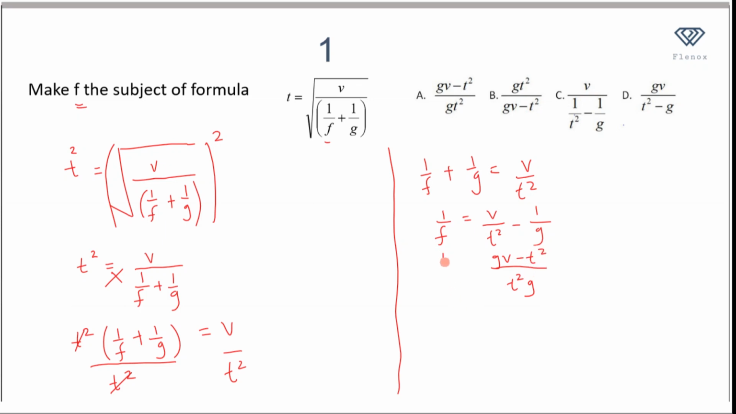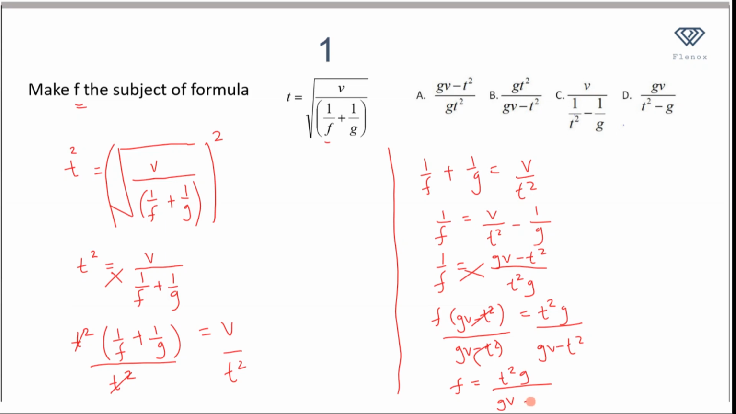So now 1 over f is equal to this. So I can cross multiply. So I have f into bracket gV minus t squared is equal to t squared g. So now I can divide both sides by gV minus t squared. So if I divide both sides by gV minus t squared, then this cancels this. Then I'm left with what? F is equal to t squared g over gV minus t squared.